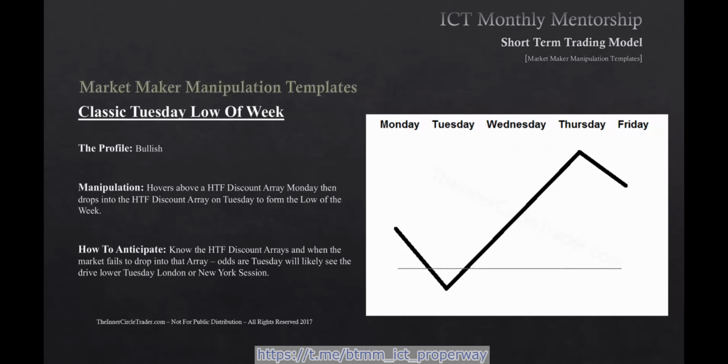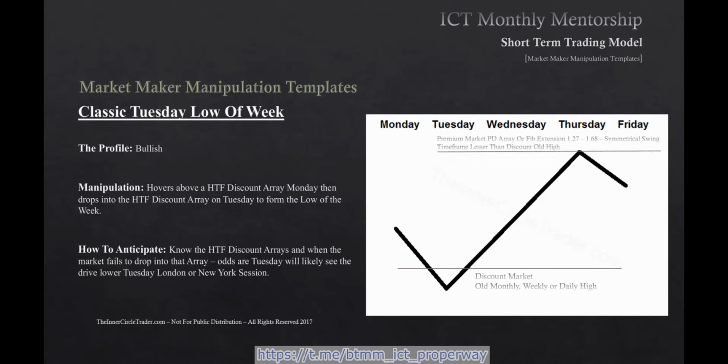Another scenario for the market maker template for a classic Tuesday low of the week. Again, the market condition is you're bullish. The discount market, you see the market trade down to an old monthly, weekly, or daily high. That means the market has already broken out above a historical high or an old high, and the market has now come back and retested that area as support.